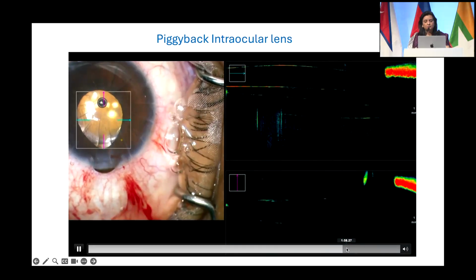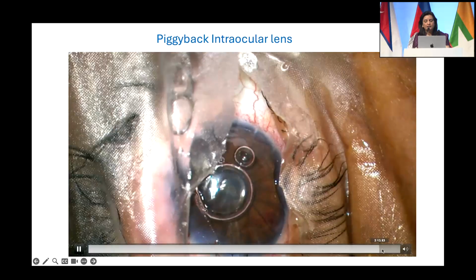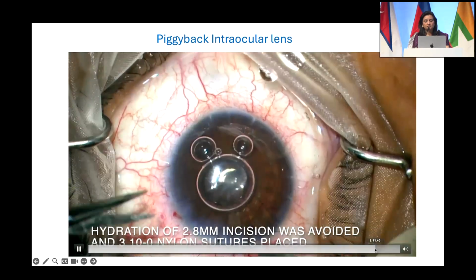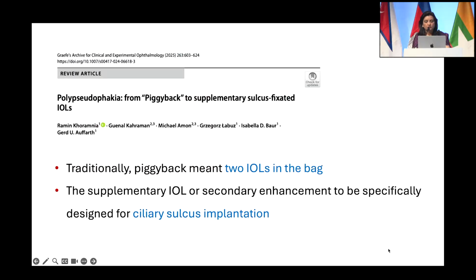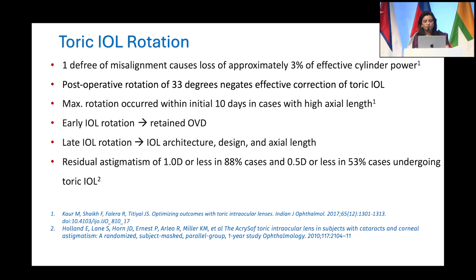And when the refractive error is high, you actually have to customize it. And so the visual acuity on post-op day 1 itself was 6/6. Now, people have described polypseudophakia from piggyback to supplementary sulcus fixated IOLs, but I think this is taking it to the other extreme. And there are various IOLs which are present, which can be sulcus fixated supplementary IOLs, as has been shown from various companies.